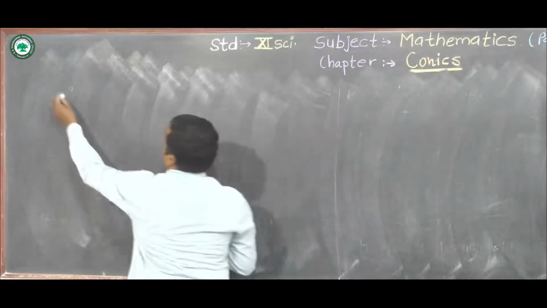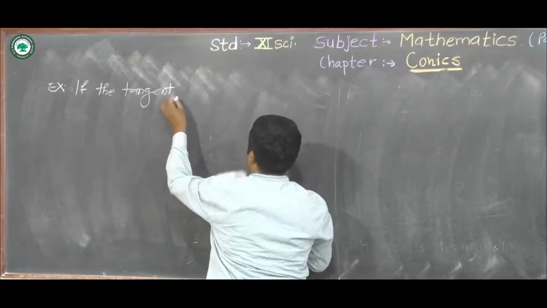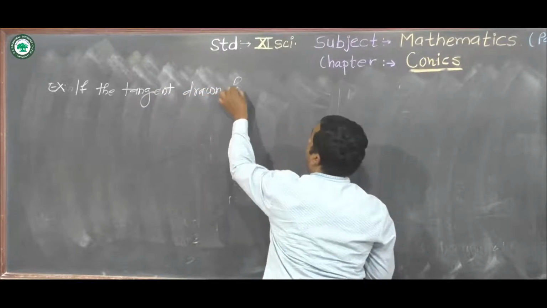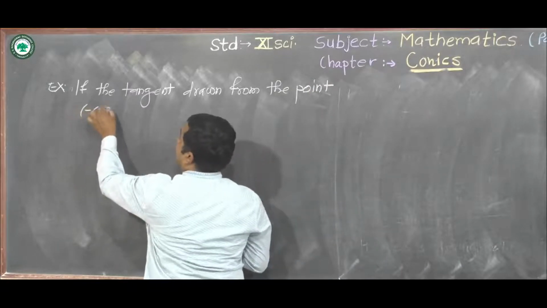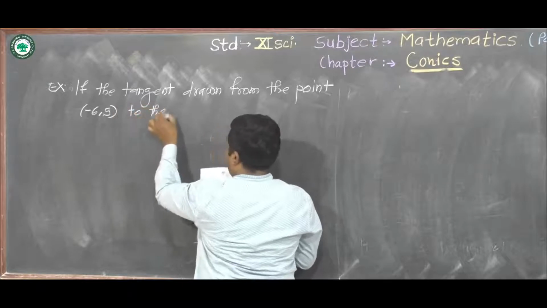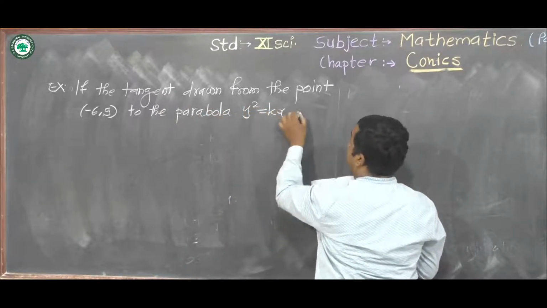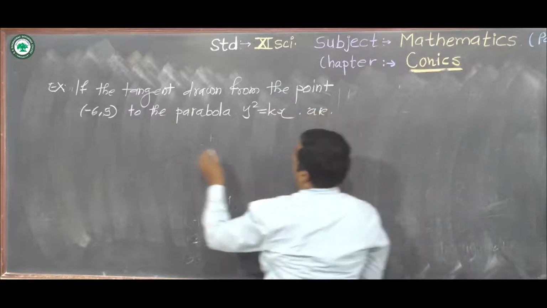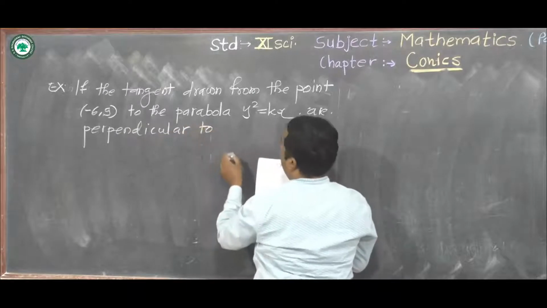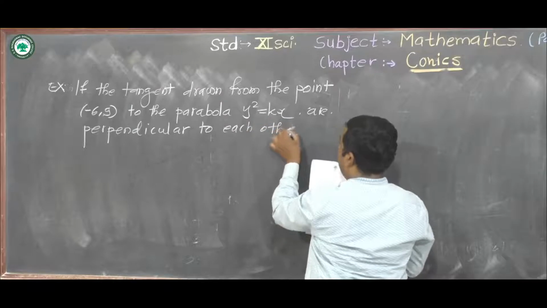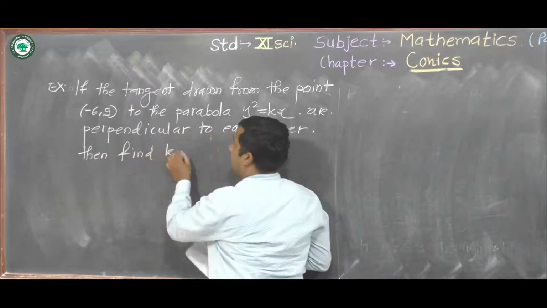Here in the third example, given: if the tangents drawn from the point (minus 6, 9) to the parabola y square is equal to kx are perpendicular to each other, then find k.